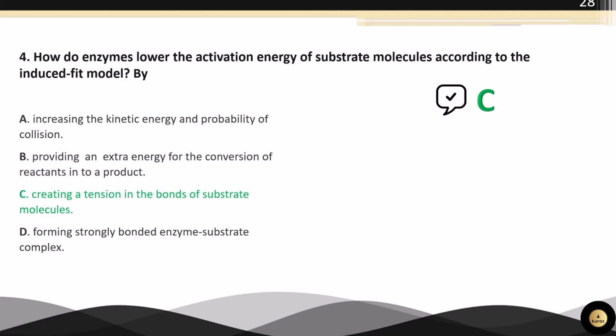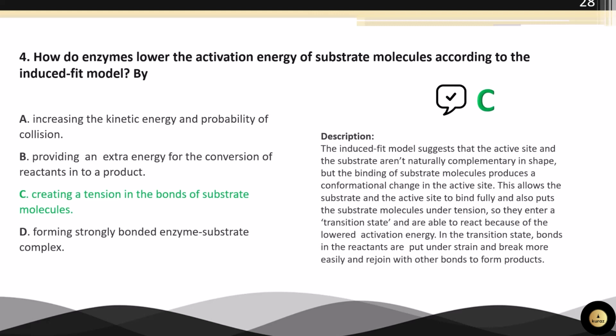Creating a tension in the bonds of substrate molecules. The induced fit model suggests that the active site and the substrate are not naturally complementary in shape, but the binding of substrate molecules produces a conformational change in the active site. This allows the substrate molecule and the active site to bind fully and also puts the substrate molecules under tension, so they enter a transition state and are able to react because of the lowered activation energy.